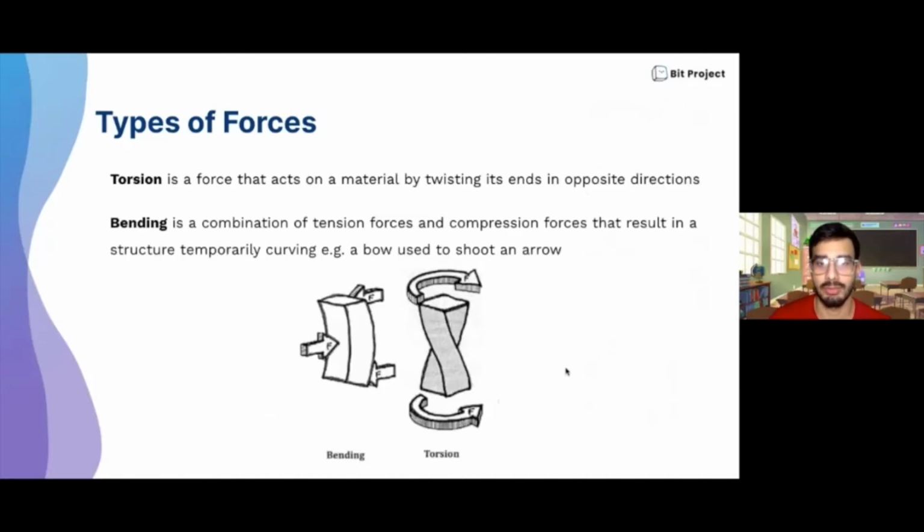Next, torsion and bending. So torsion is a twisting force, rotating either to the right or to the left. And bending is a combination of tension and compression. So on multiple sides of a building, there are different forces being applied. And you can think of bending as when you pull back the bow of an arrow, that's a bending force.